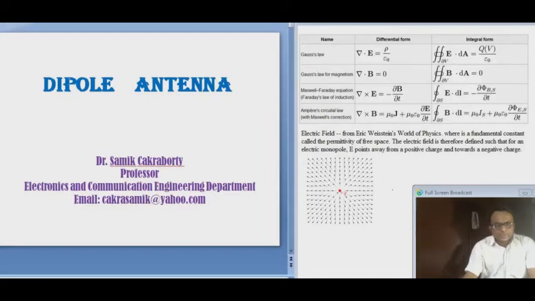Today the topic is about dipole antenna. Now, before that, I have to say what is an antenna. An antenna is a device which is basically used for the communication of wireless signals.